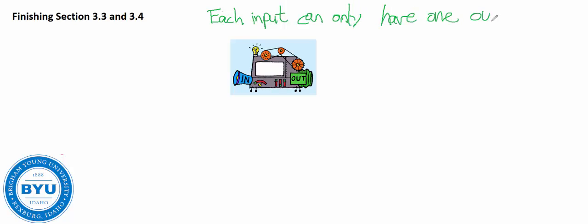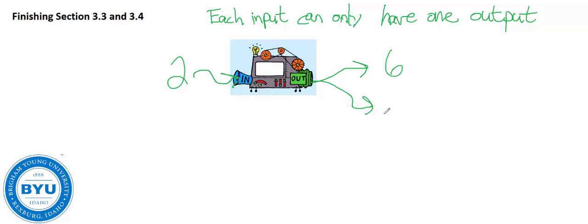You should also be aware that functions can never have two outputs. For it to be a function, each input can only have one output. That's really important. If not, it's not a function. For example, if I put the number 2 in and I get 8 out, well, that's great. That's a function. But if I plug the number 2 in and I get 6 and negative 6, that's not a function. We broke the machine.